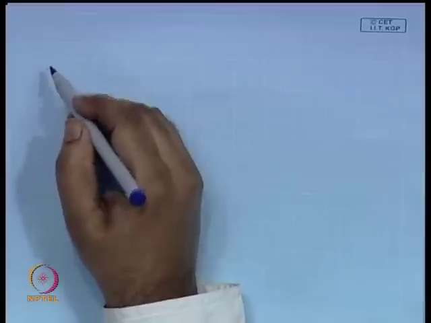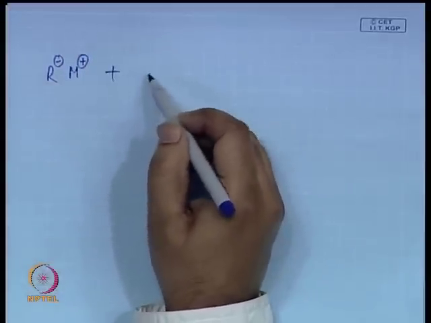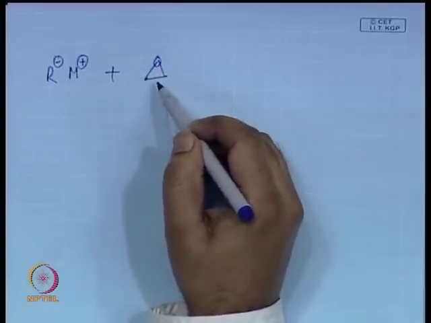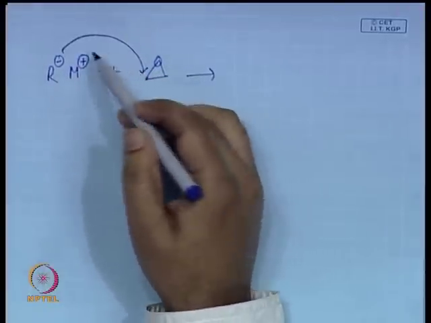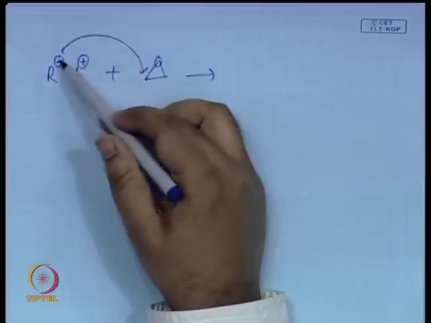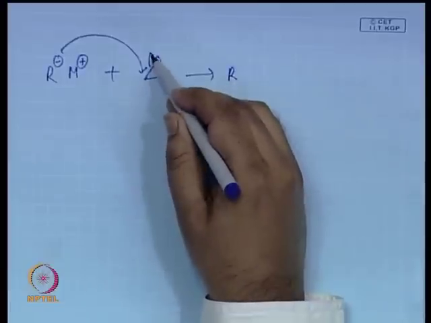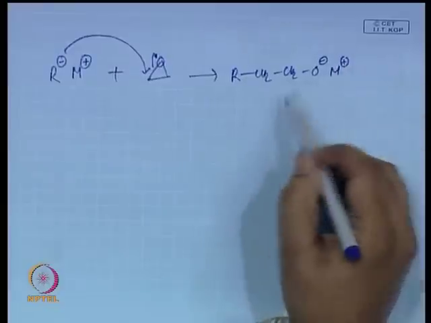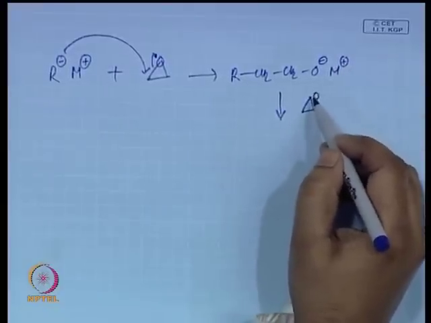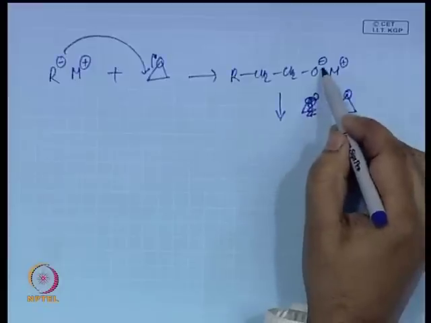So, what happens? Say you have an alkyl metal initiator, and I take ethylene oxide. There is a nucleophilic attack by this initiator and the ring will open up. So, you have this, and it will again react with another monomer, in a similar way.